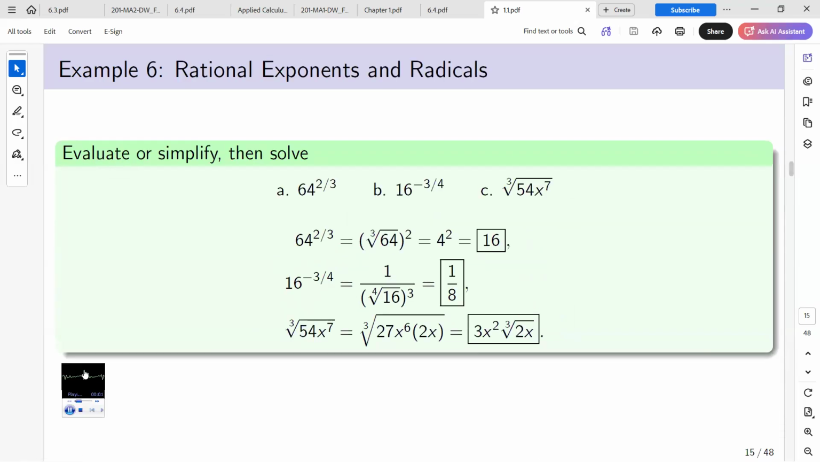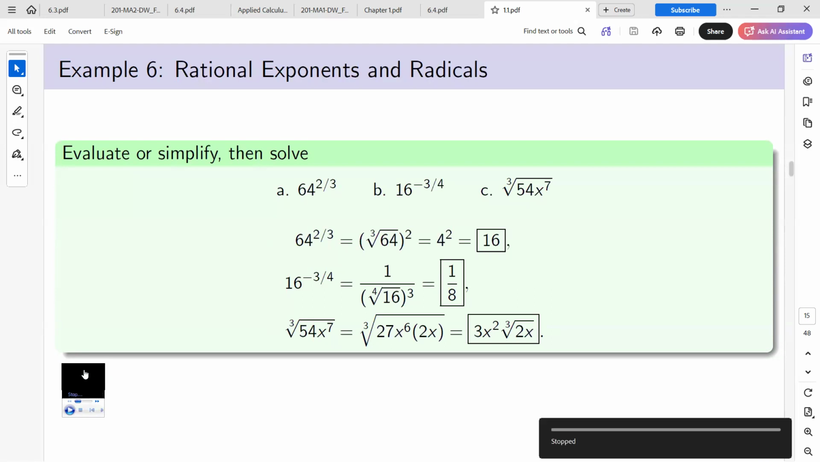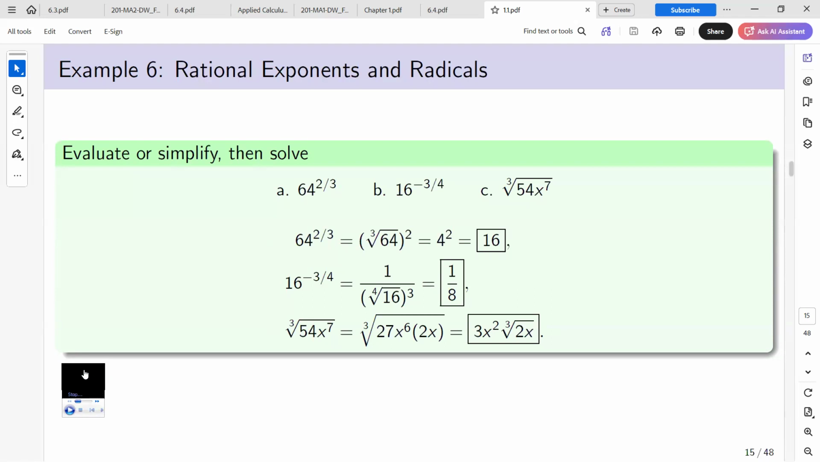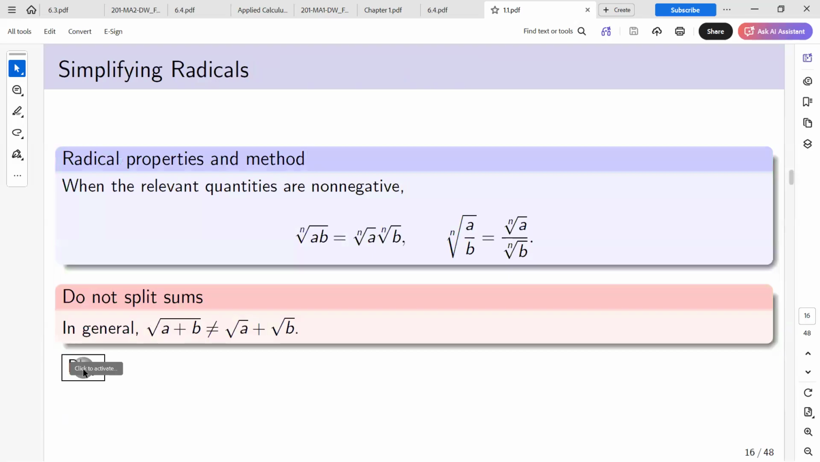The first two parts translate rational exponents into roots and powers. In Part C, extract the largest perfect cube from both the coefficient and the variable power. Radicals can be separated across multiplication or division, but not across addition or subtraction.